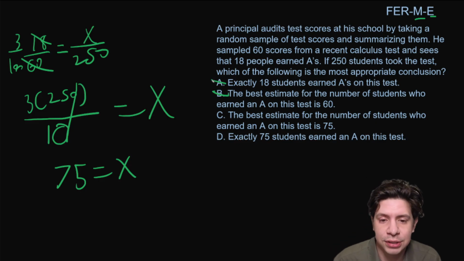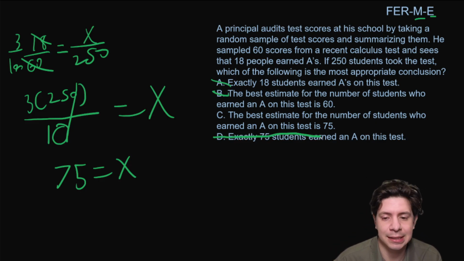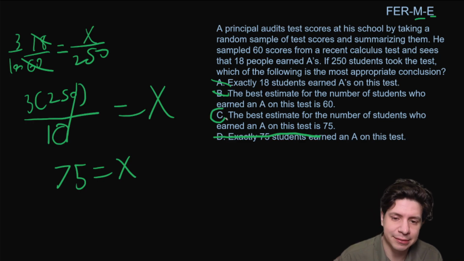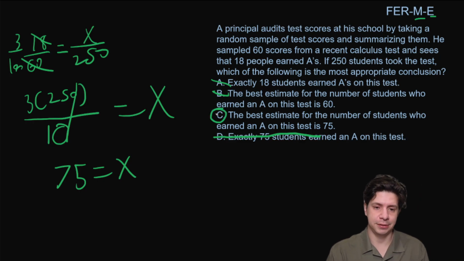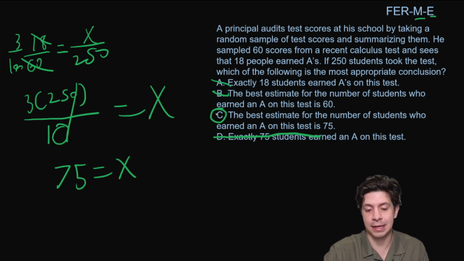That leaves us with just C and D, which we sort of knew already, but it's not going to be D because exactly 75 students is too strong a statement. It's going to be C because it's the best estimate. Okay, so you want to know how to do the math, which isn't too bad, and then remember you don't say exactly because these are estimates and samples. You don't know the exact values. You have estimates and approximations and plausible values and likelihood.